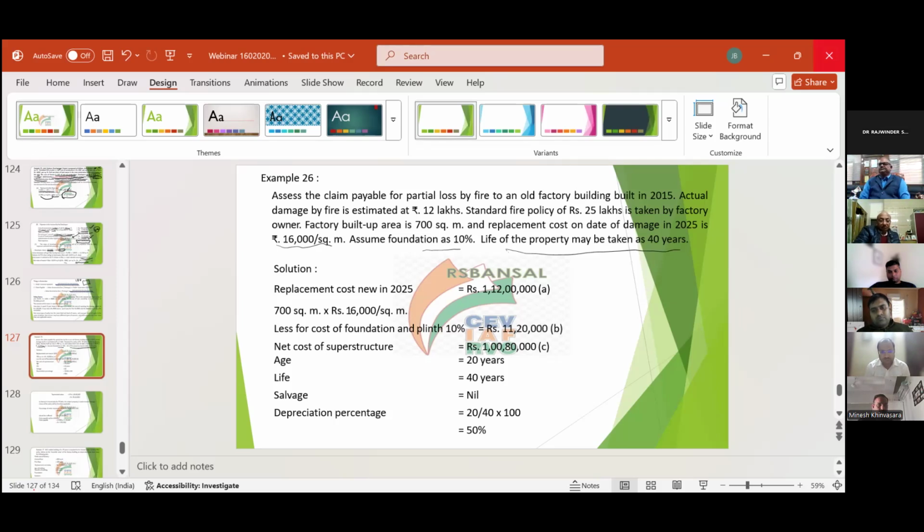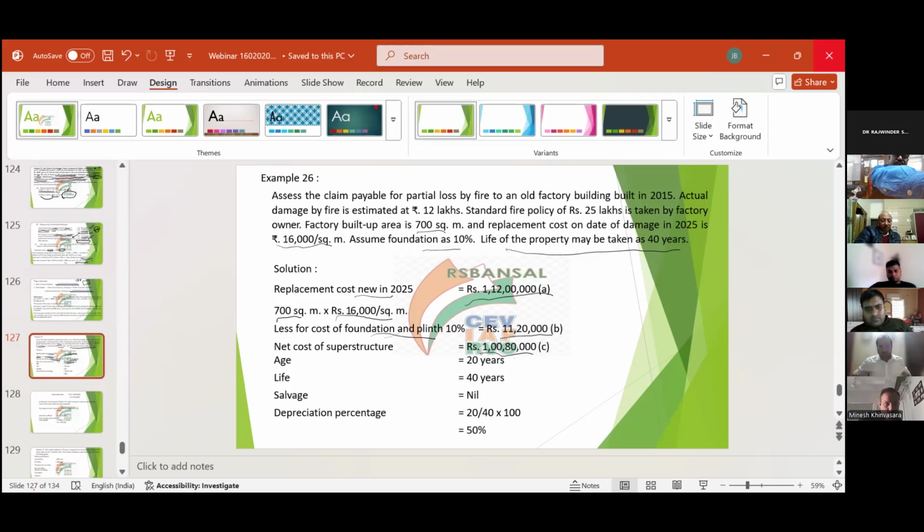See here, replacement cost of the new building in 2025. 700 square meter is the area and 16,000 per square meter is the rate of construction. So it is 1 crore 12 lakh. But you have to subtract the cost of foundation out of it because you only have to take the cost of superstructure into consideration. It is given as 10%, so 10% of 1 crore 12 lakh is 11 lakh 20,000. So the net cost of construction will be 1 crore 80,000.